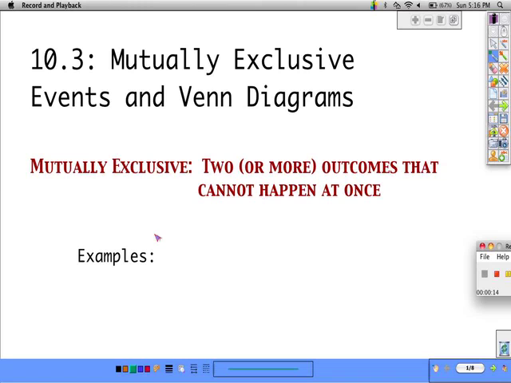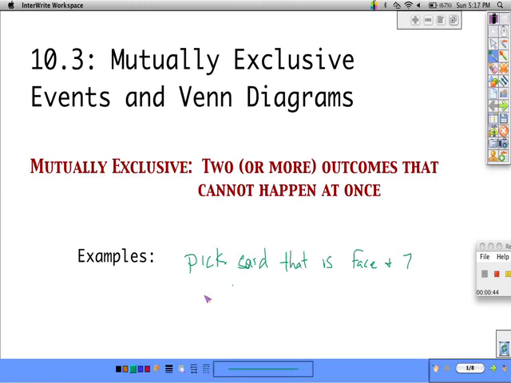Some examples of this might be picking a card that is a face card and a 7. You can't pick a card that is a face card and a 7. It just doesn't happen that way. They're either face cards or they're not face cards.